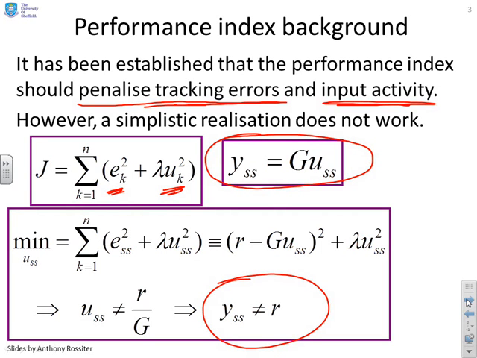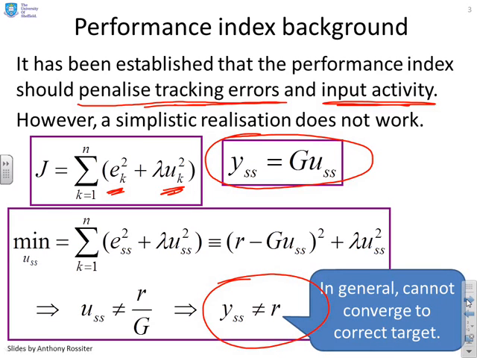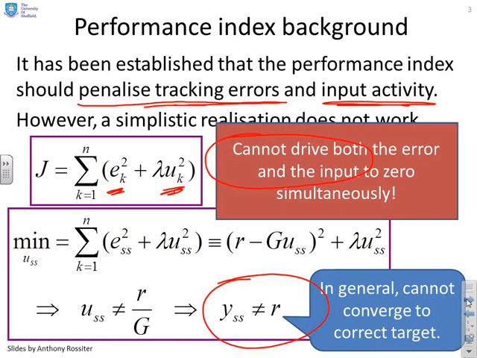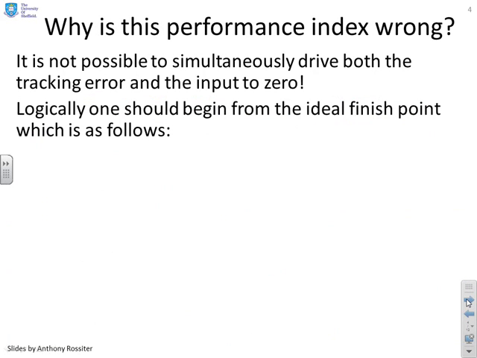That is, it's not possible for the steady state output to match the steady state target. It doesn't coincide with the minimum of this performance index. So you can't converge to the correct target. And why is that? Because you can't drive the error and the input to 0 simultaneously. So I've repeated that here. It's not possible in general to drive both the error and the input to 0 simultaneously.